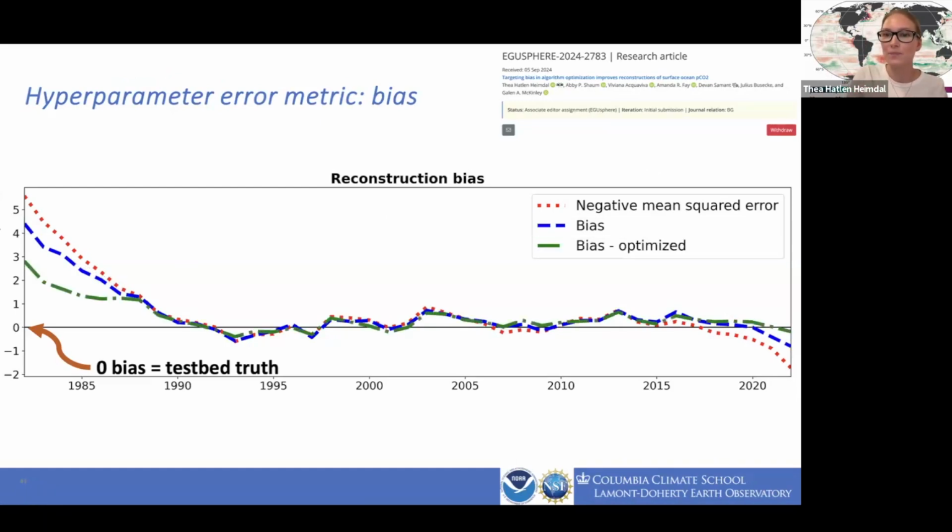And then we did some optimization here. Again, come talk to us later if you're interested in specifically what we did, but we did some optimization using bias as a hyperparameter error metric. And we see here we are improving our reconstructions quite a bit, only by switching out this error metric. So this is another example of how you can use a testbed and how it is useful in terms of understanding the ocean sink.